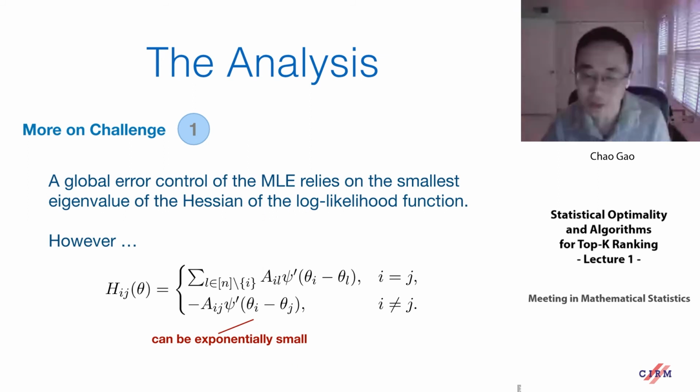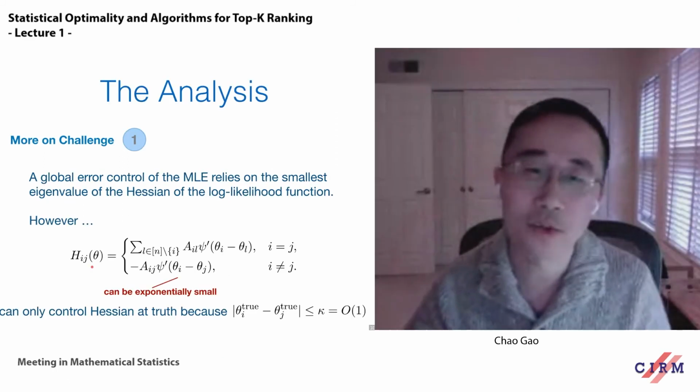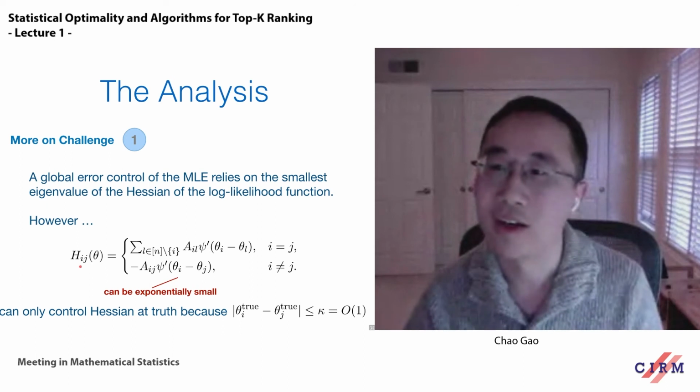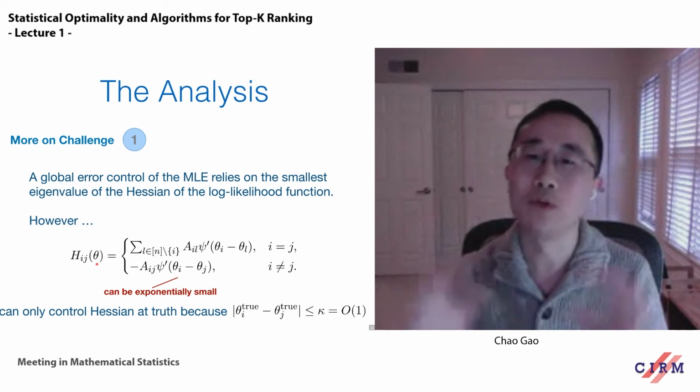Well, the good news is at least we can control the Hessian at the truth, because we have assumed that the difference is bounded by the dynamic range parameter, and we assume the dynamic range parameter is of constant order. But we can only control the Hessian at the truth. This is not enough. What we need is the control of the Hessian at some point in the middle of the truth and the maximum likelihood estimator. So we have to control the Hessian at some random point beyond the truth. This is why we lose this control.